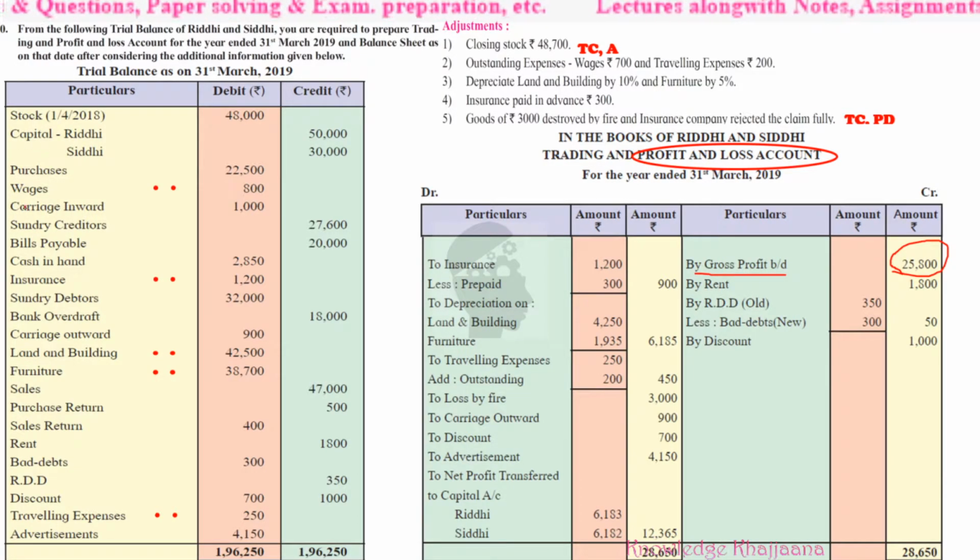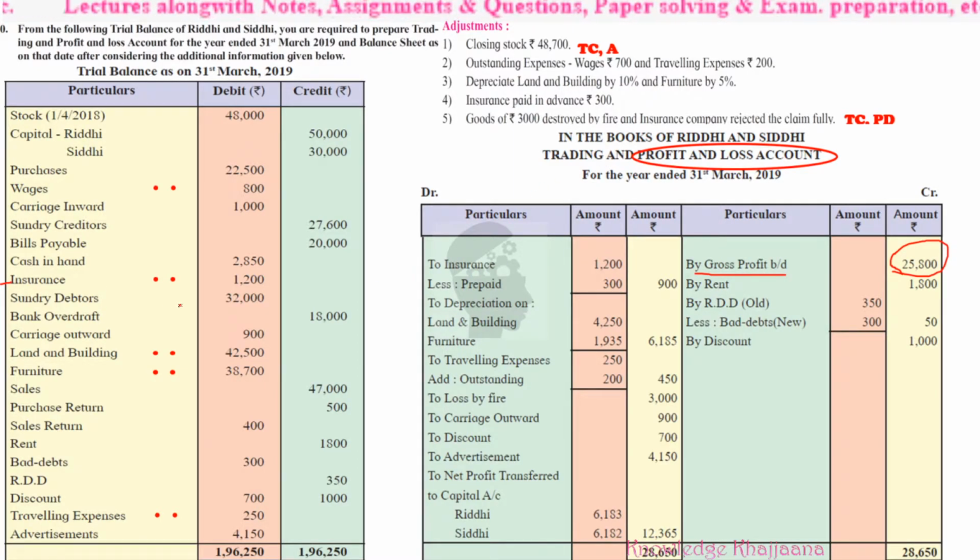Which is the item? Not carriage inward, not sundry creditors, not bills payable, not cash in hand. Insurance. Insurance amount rupees 1,200 has been paid, but there is an adjustment. Let's move to the insurance. First of all, let's record this insurance in the inner column. To insurance rupees 1,200 to the profit and loss account debit side.